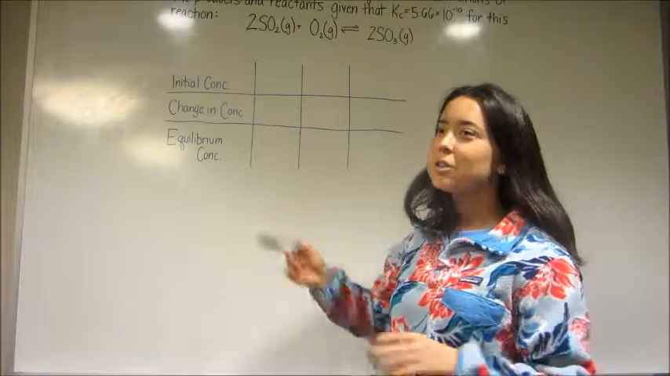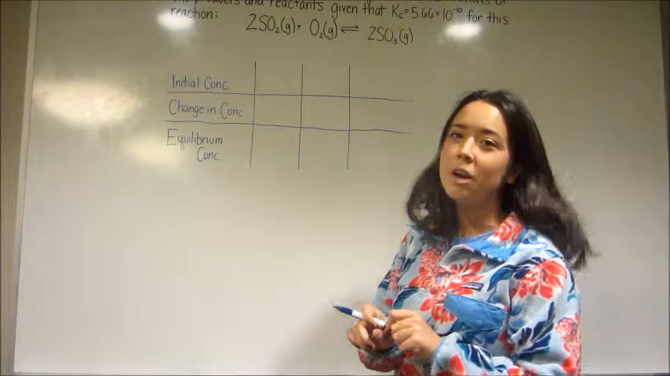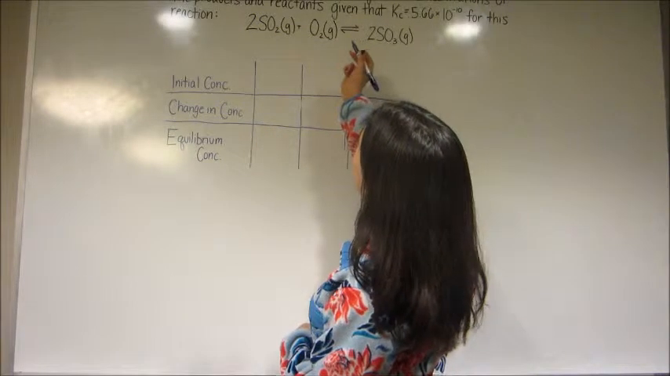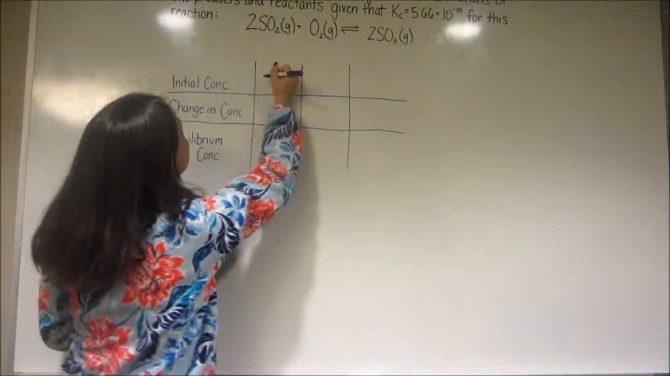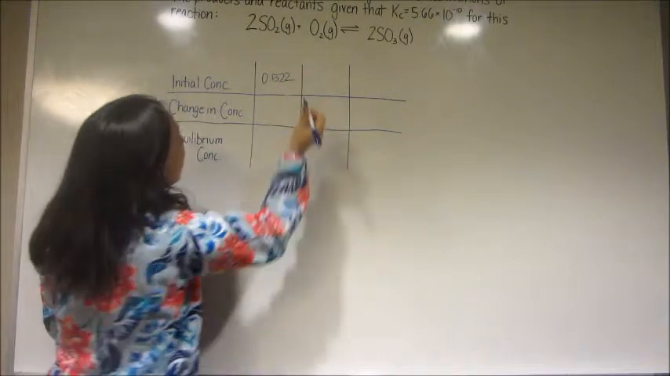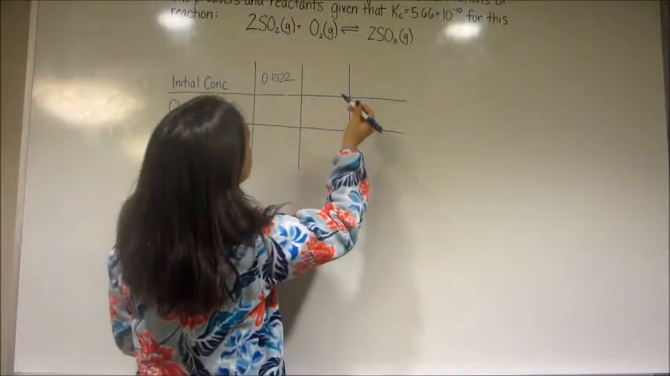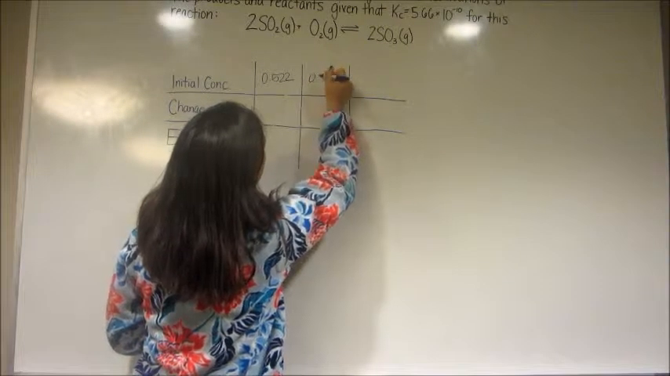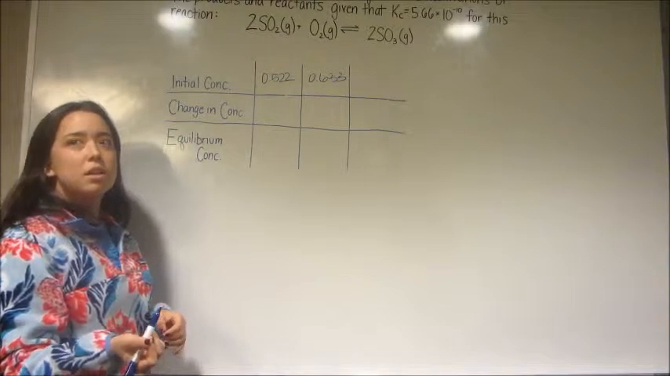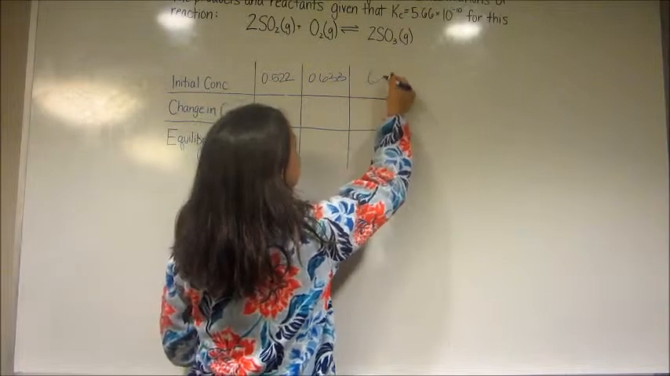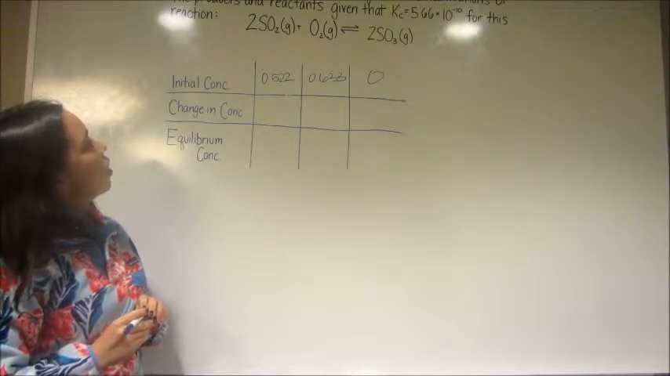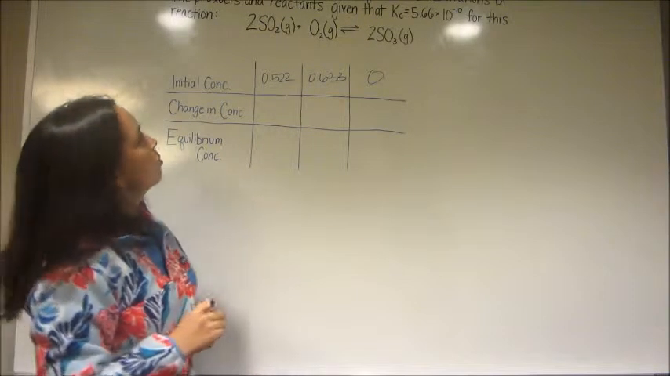So for the ICE box, we're going to put in the initial molarity or concentration, which is equal to moles per liter, which is given. So for SO2, it is 0.522. And for O2, it's 0.633. And then for SO3, it is 0 as they react to create it. And then we look to see what's going to change in order to reach equilibrium.